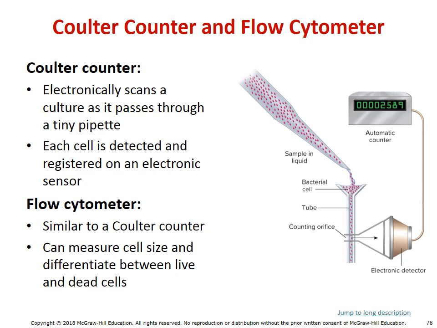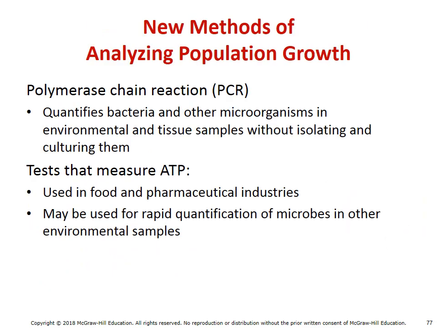The flow cytometer, on the other hand, works in the same basic way, but it also has the ability to measure cell size and differentiate between both living and dead cells as well. With PCR, polymerase chain reaction, we can actually try to quantify the number of bacteria based off of how many genes we actually find. The idea is we can use math and work backwards to estimate the number of bacteria that we started with.